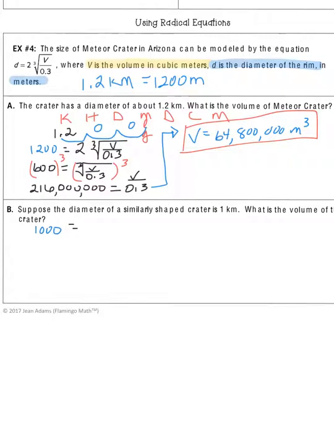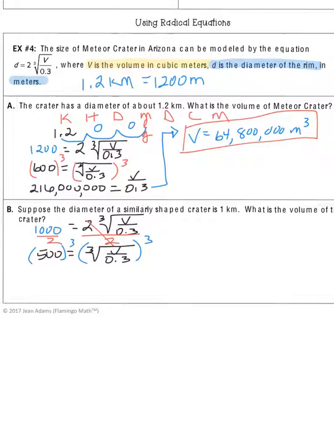Then equals 2 times the cube root of V over 0.3. Then to isolate the radical, we're going to have to divide this side by 2 and this side by 2. So we end up with 500 equals the cube root of V over 0.3. Because my index is 3, I'm going to cube this side, and then I'm going to cube this side. Well, 5 cubed is 125, and 2 zeros cubed is 6 zeros.